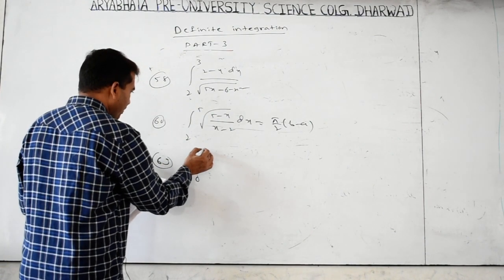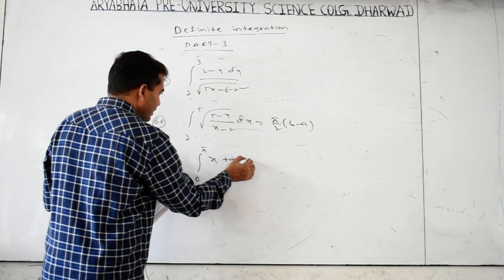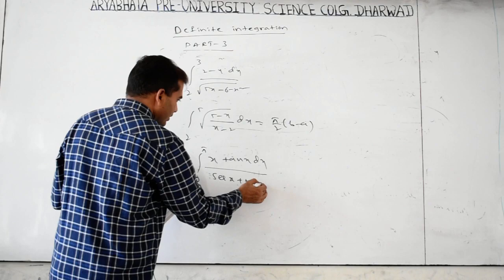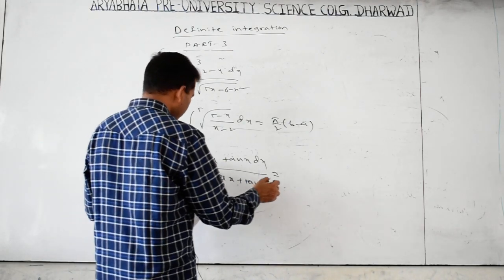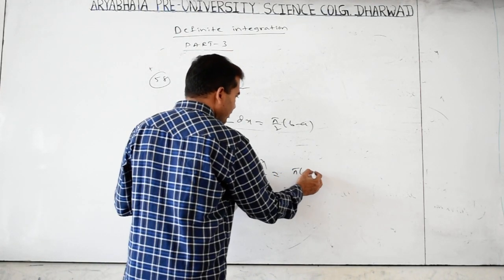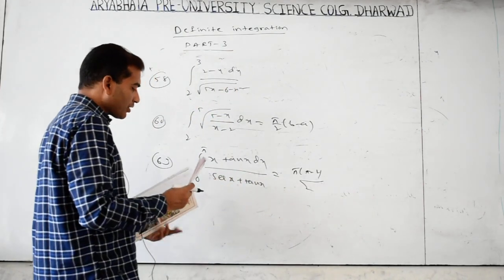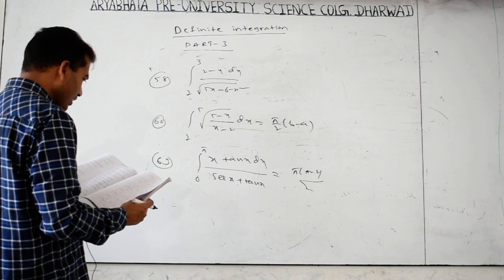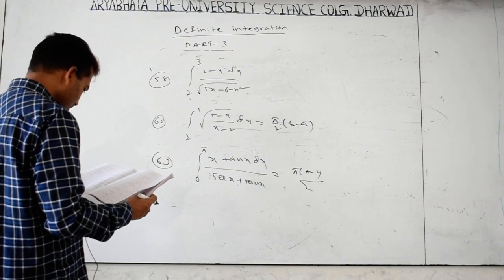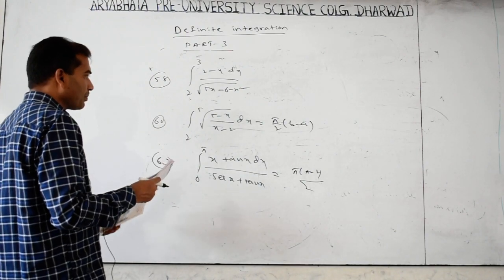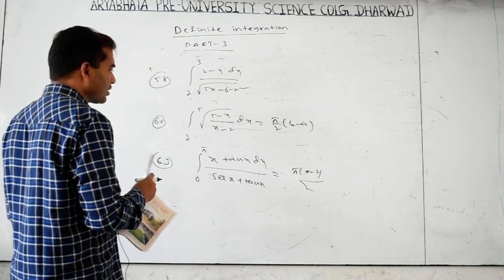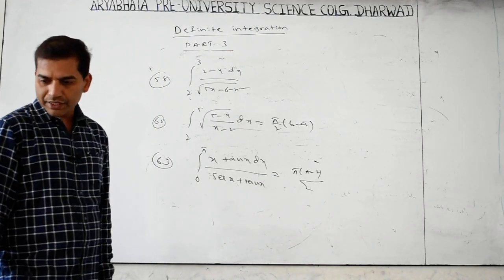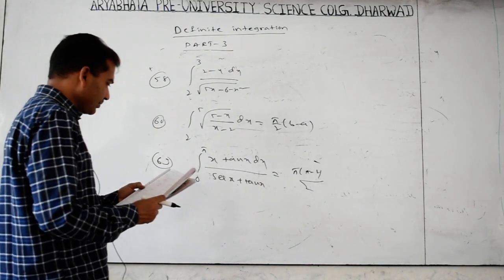Integration from 0 to pi of x tan x dx by (sec x plus tan x) is equal to the standard result formula pi into (pi minus 2) by 2. If you see video part 1, we discussed those formulas right at the start. Okay, 0 to pi of x tan x dx by (sec x plus tan x) equals pi into (pi minus 2) by 2. This standard result you should compulsorily know by heart.